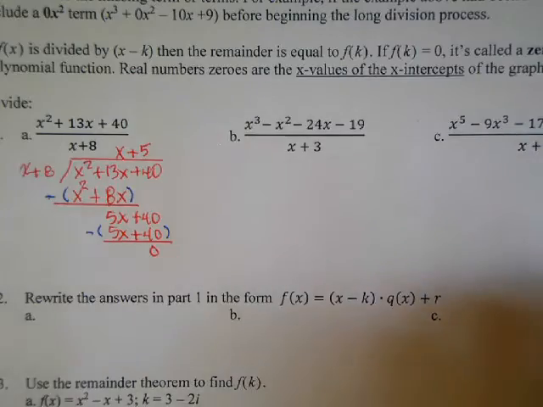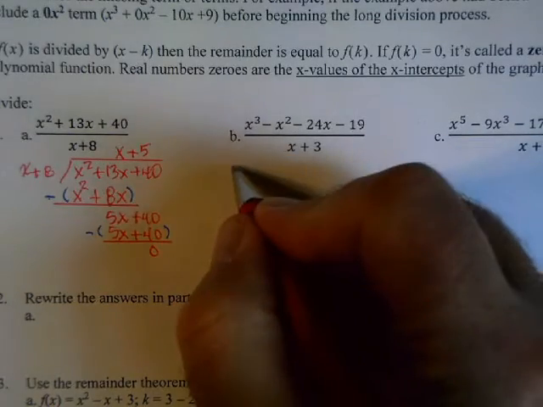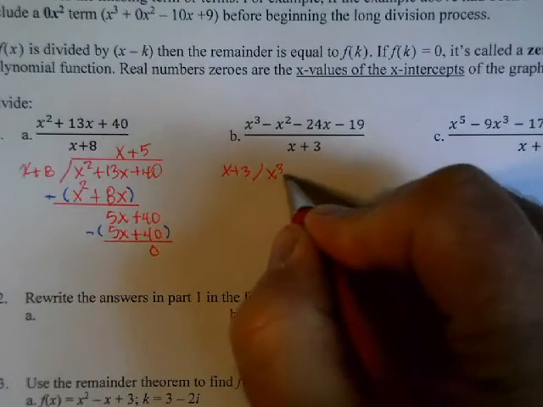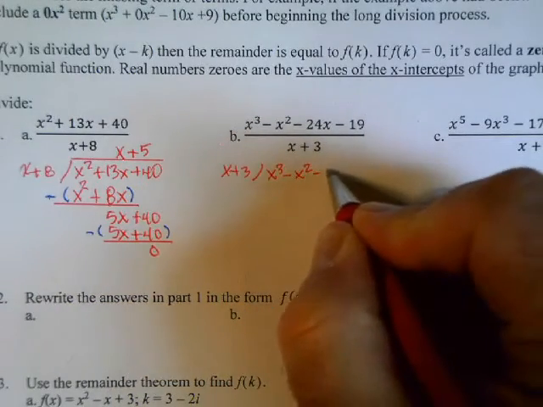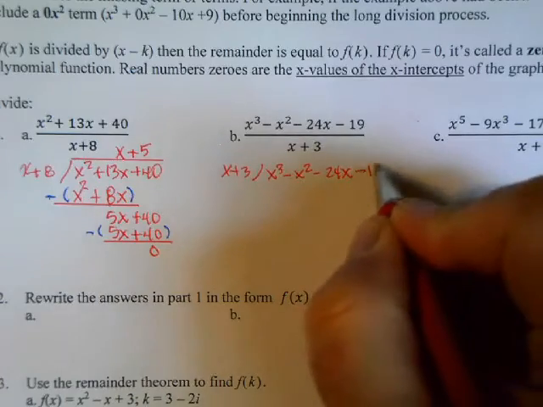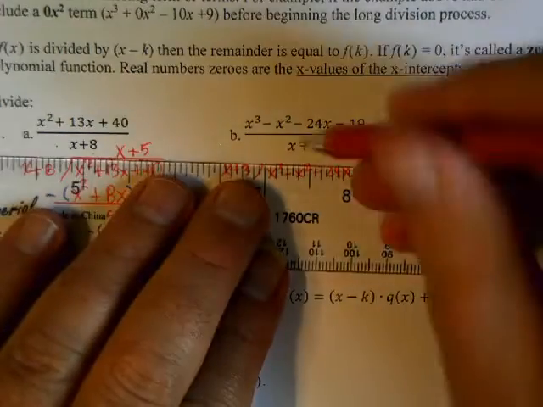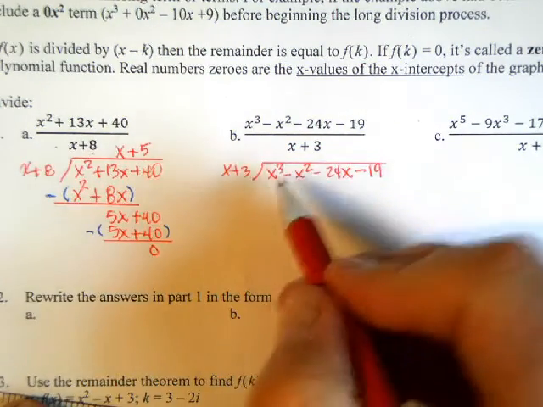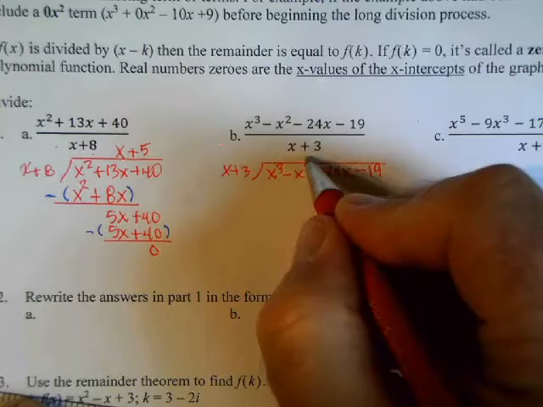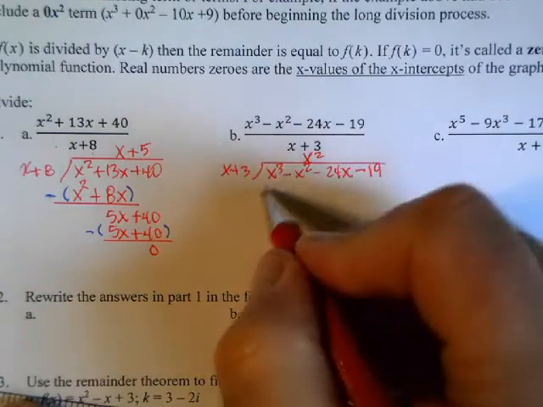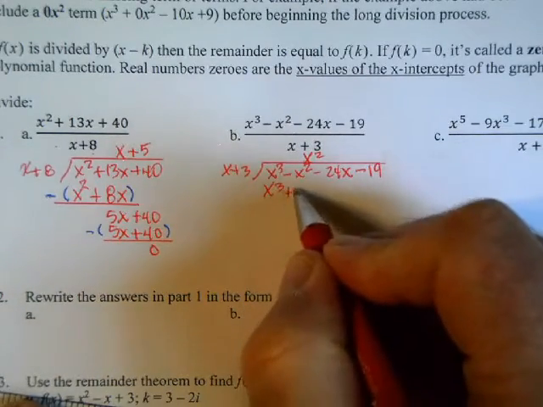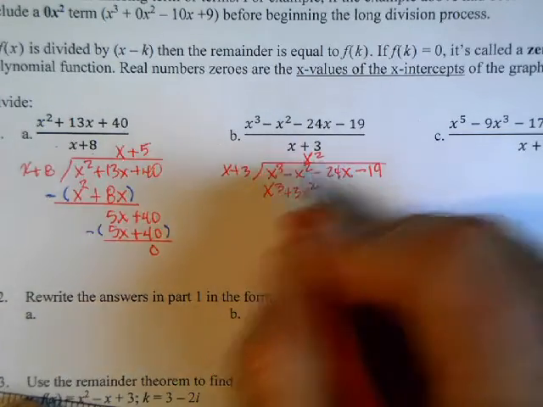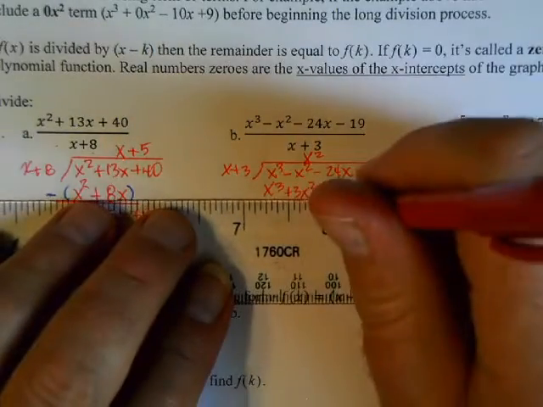All right, let's look at the second one. I'm going to take x plus 3 into x cubed minus x squared, subtract 24x, subtract 19. So, first I want to get rid of the x cubed, so I'm going to need an x squared. So it'll give me x cubed plus 3x squared. Again, x squared times x gives me x cubed.